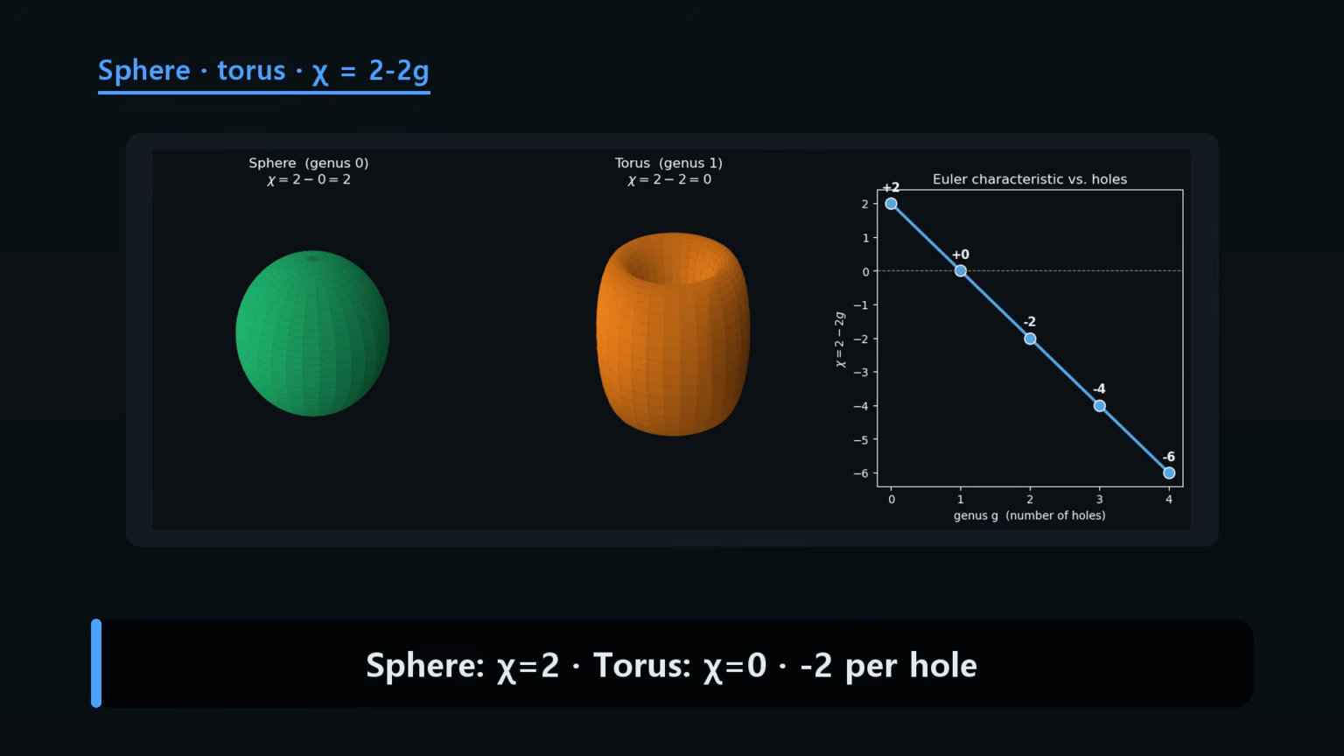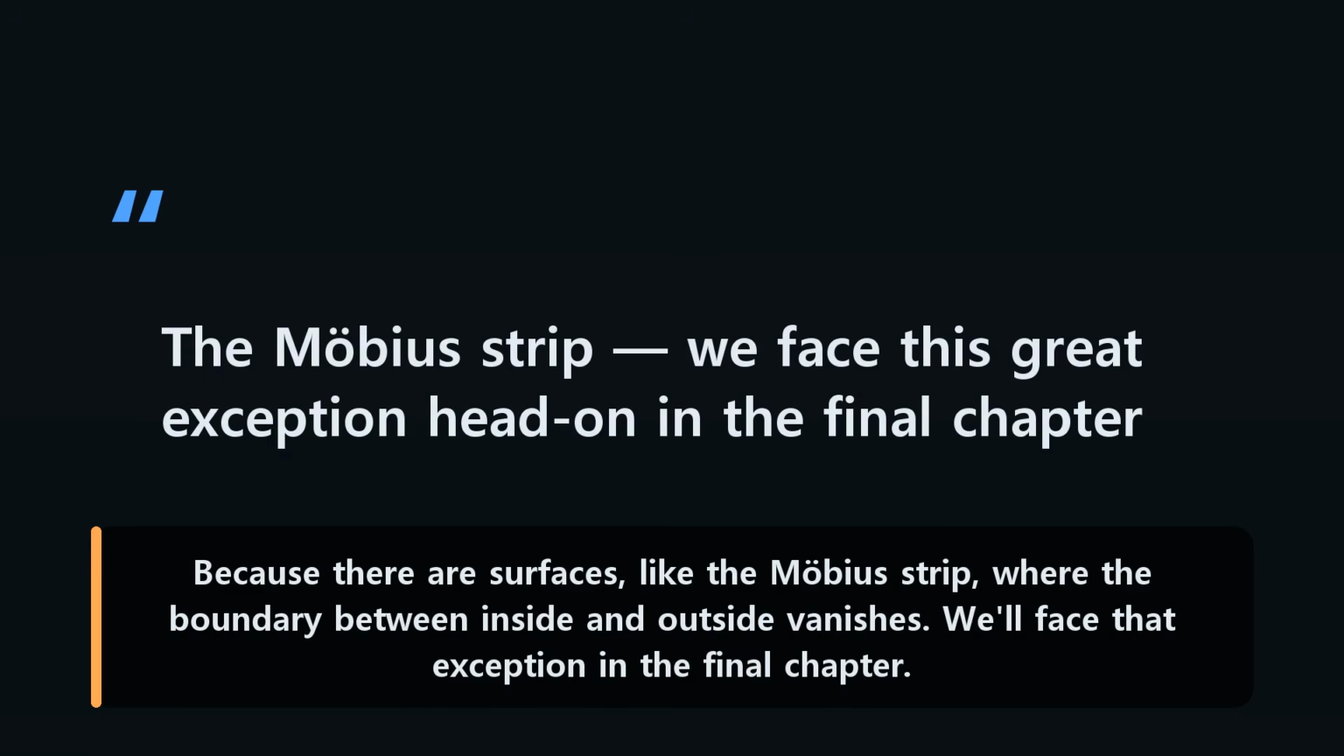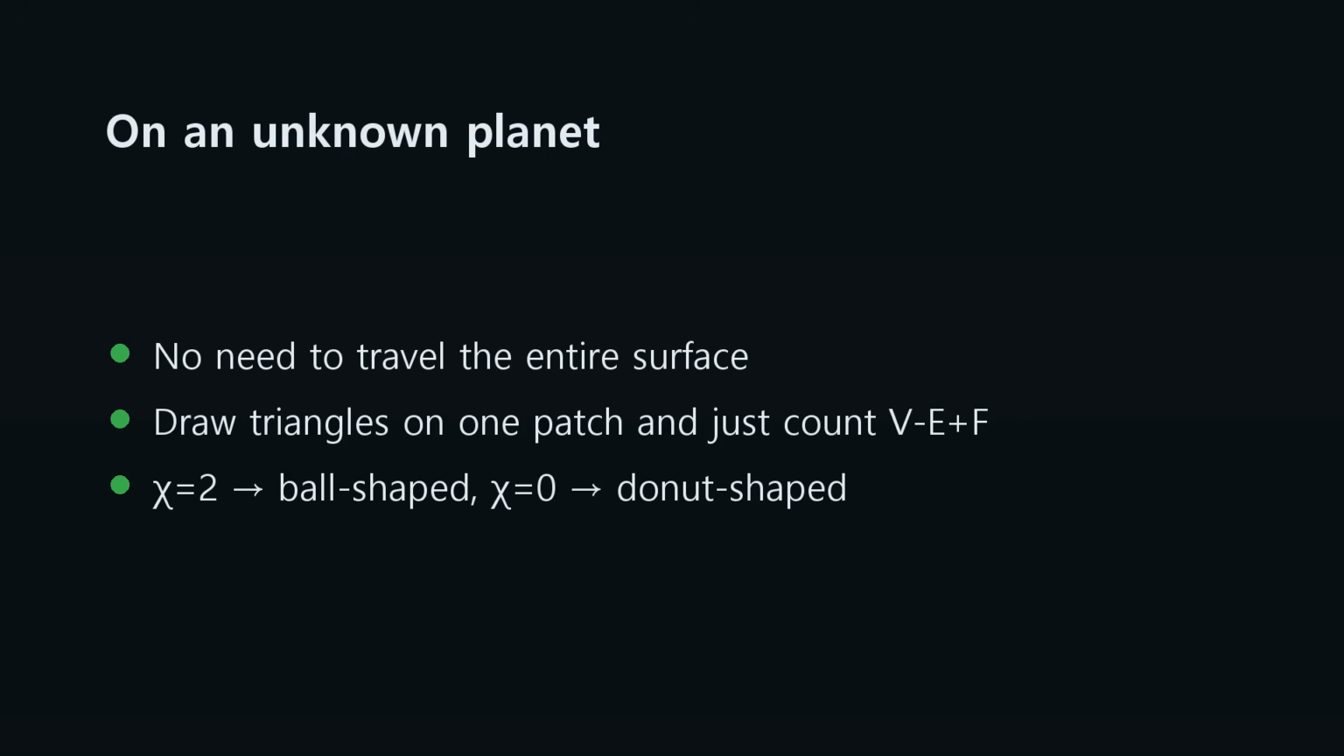On the left, the sphere gives chi equals 2. The donut in the middle gives 0. As the graph on the right shows, it gets shaved down by 2 each time. Let's nail down one condition. This formula holds only for orientable surfaces, the ones with a clear inside and outside. Because there are surfaces like the Mobius strip, where the boundary between inside and outside vanishes. We'll face that exception in the final chapter. It means that just by drawing triangles on the surface of an unknown planet, you can tell whether that world is a ball or a donut.